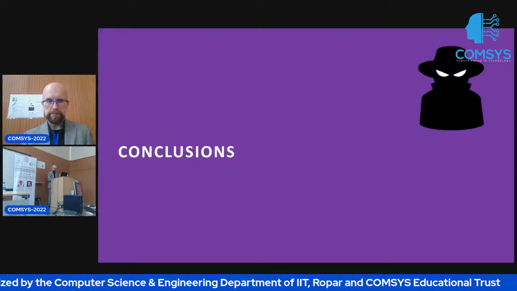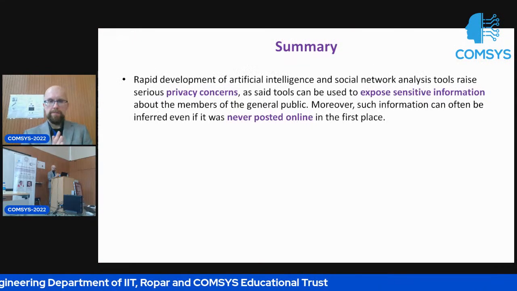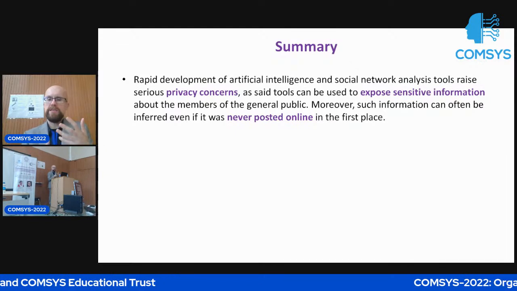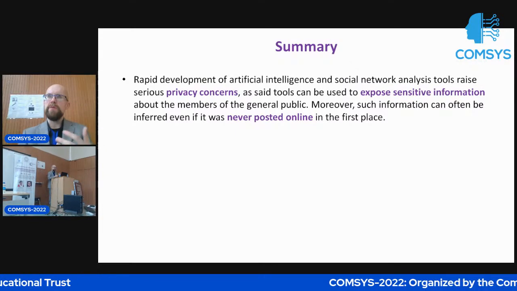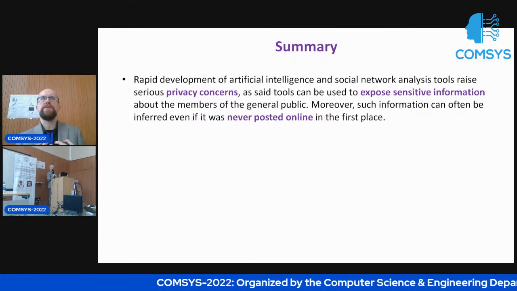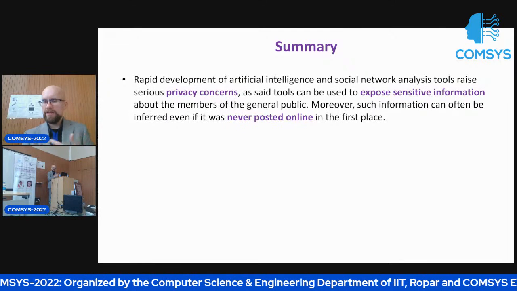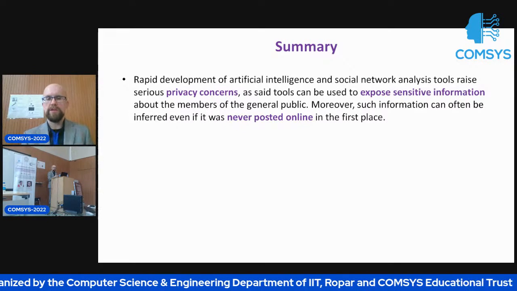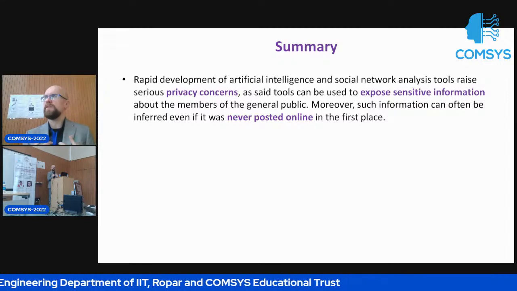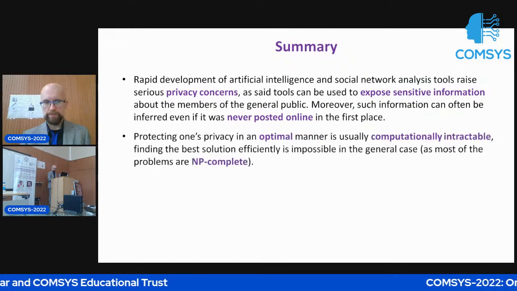Okay, so conclusions. Rapid development in AI and social network tools raises many privacy concerns, right? In many cases, these types of algorithms can be used to expose sensitive information, information that I would prefer to keep private, but that might be exposed to the general public. Even if I never posted this information online, some of my private data can be exposed just by using some kind of new generation algorithms.